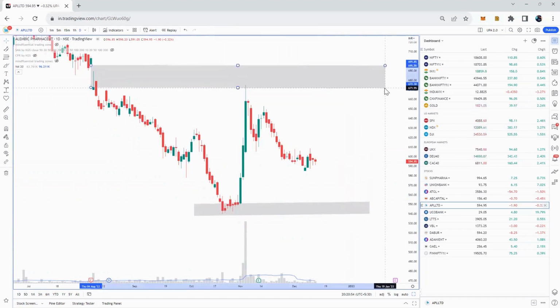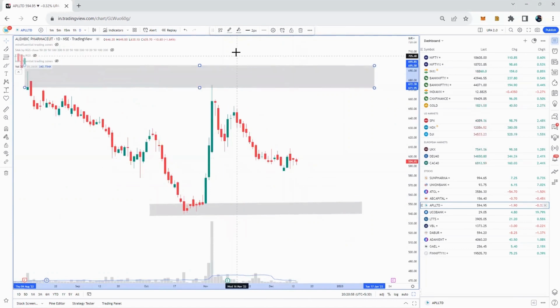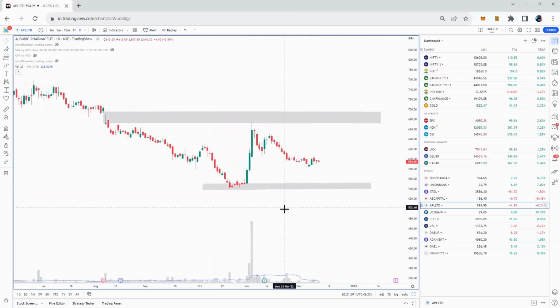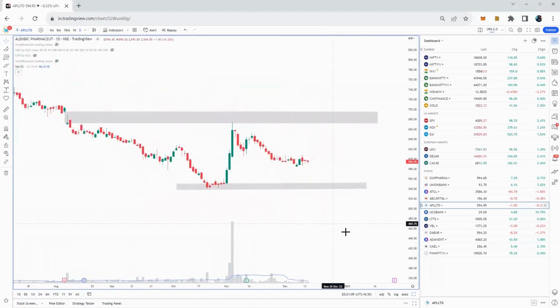These levels are very key levels, even from the higher time frame perspective. In the 1 hour time frame, if you go, you might find some levels over here, some levels over here. That's the 1 hour time frame. But these are key levels from the daily time frame perspective. That's how you will generally do your analysis.